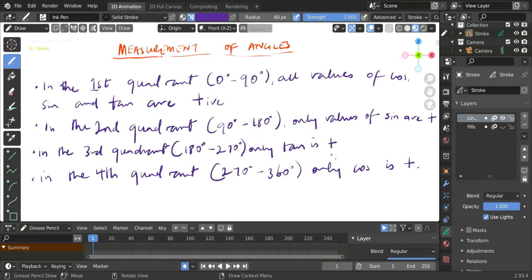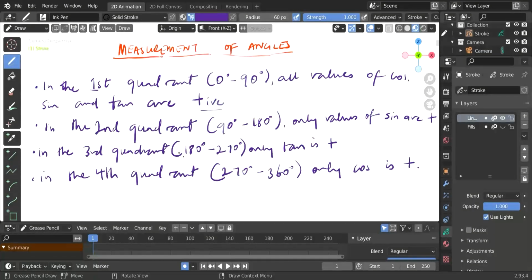Alright, so this is the quadrant part I was talking about. In order to understand what this means, let's look at the first point. It says in the first quadrant, 0 degrees to 90 degrees, all values of cos, sine, and tan are positive. In the second quadrant, 90 degrees to 180 degrees, only values of sine are positive.